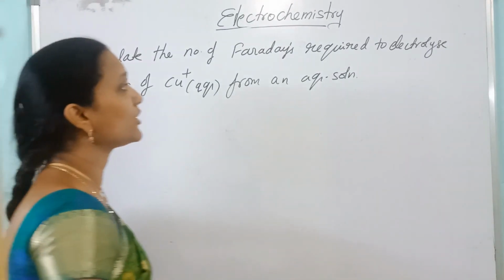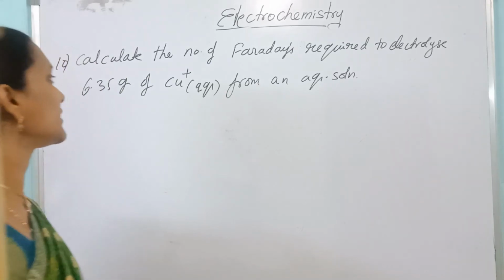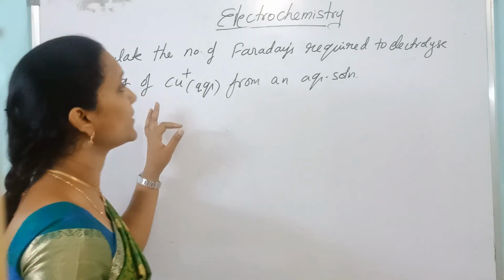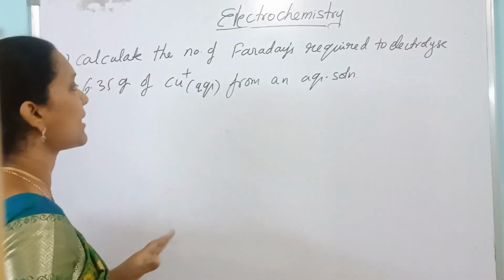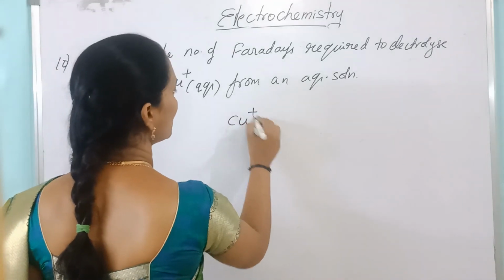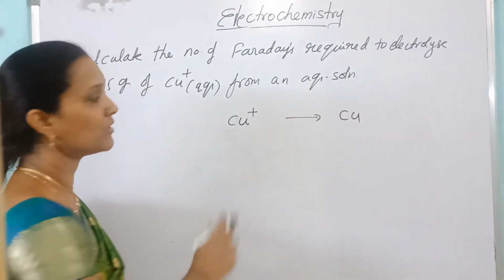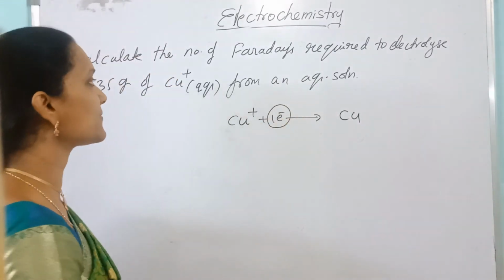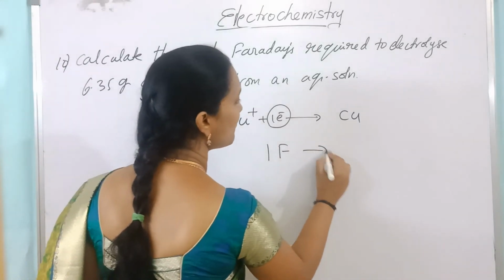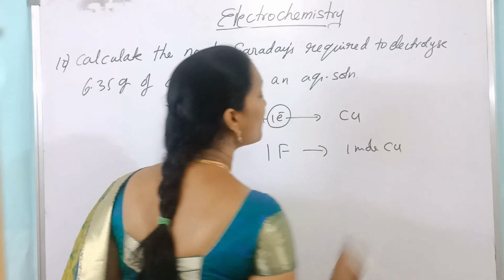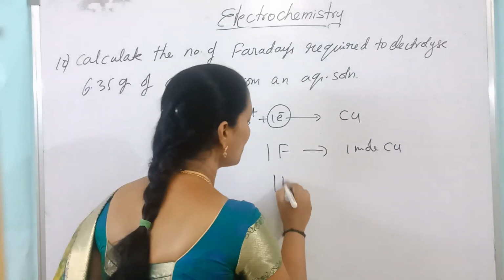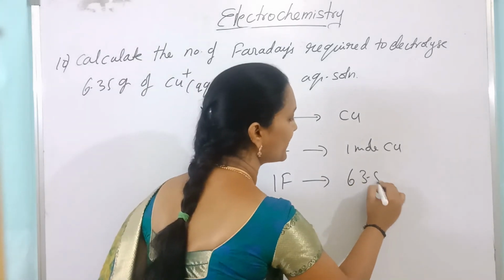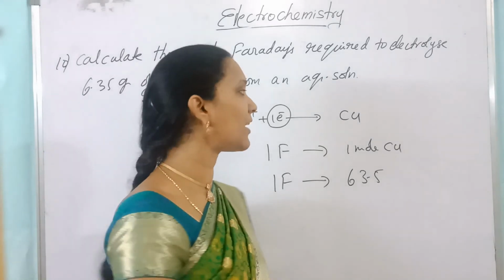Last problem. Calculate the number of Faradays required to electrolyze 6.35 grams of Cu+ from an aqueous solution. Okay, for the electrolysis of 6.35 grams of Cu+, Cu+ changes to Cu. How many electrons are required? Plus 1 charge, 1 electron. Nothing but for this, 1 Faraday is required. 1 electron means 1 Faraday. 1 Faraday gives 1 mole Cu. For 1 mole Cu, what is the atomic mass? Atomic mass 63.5. Okay, 1 Faraday gives 63.5 grams of Cu.